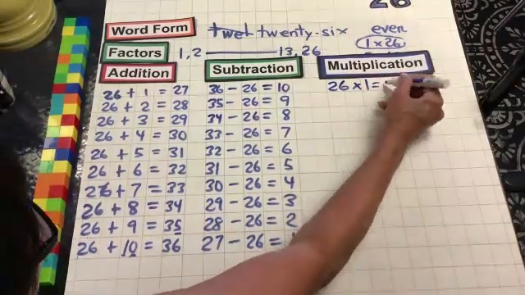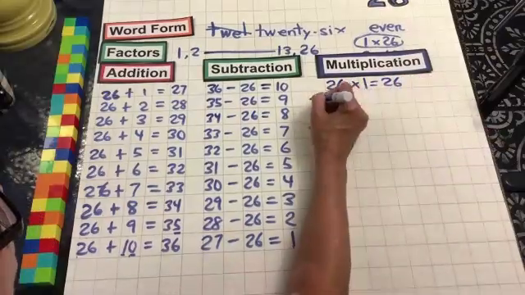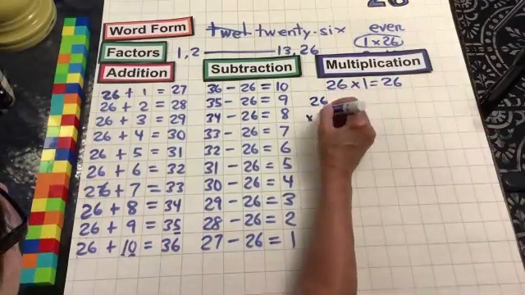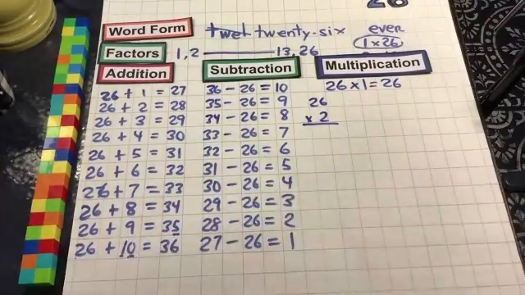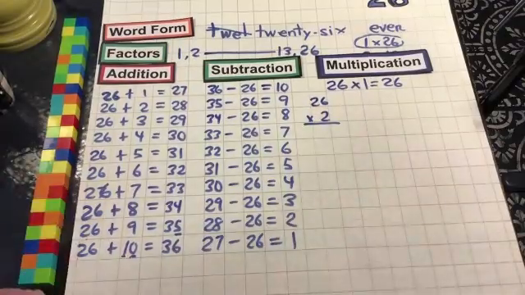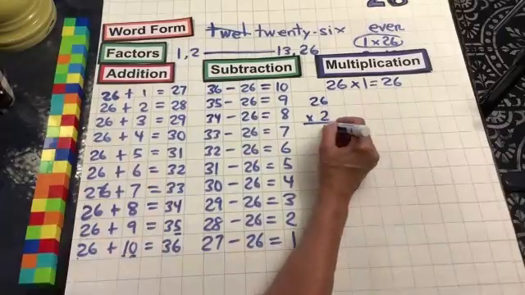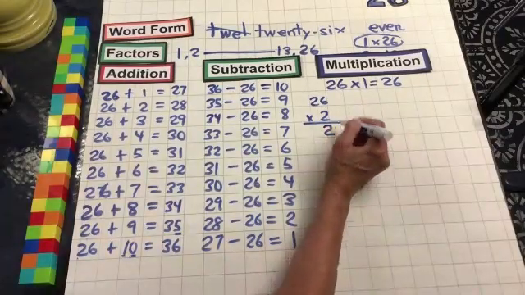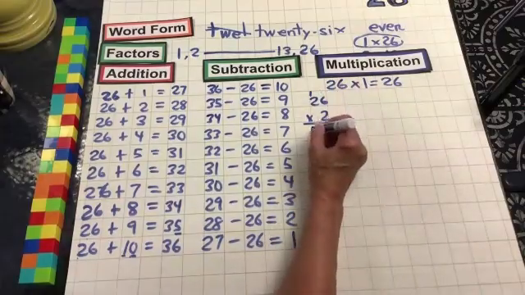So 26 times 1 is 26. And then we're going to come over here and write 26 times 2. Now, if you did not do it this way, turn your paper over and follow along with me, writing it down so that you get into the motion of multiplication. So 2 times 6 is 12. We drop the 2, carry the 1. 2 times 2 is 4, plus 1 is 5.